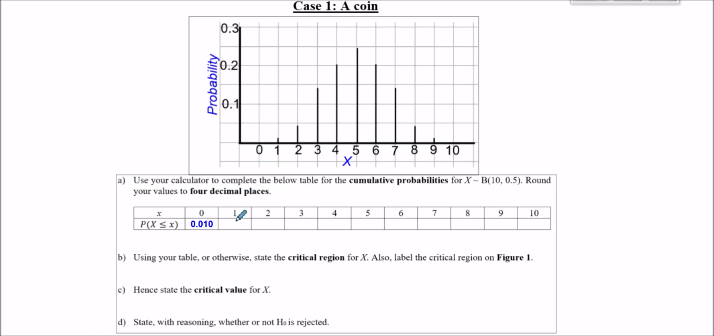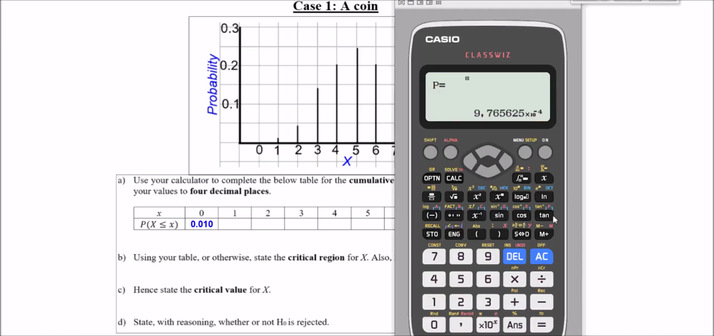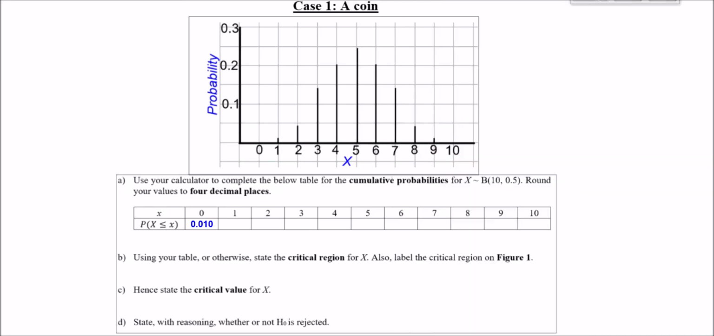In a similar way, let's work out the cumulative probability that the number of heads is up to and including 1. In other words, that the number of heads rolled is either 0 or 1. So if we just press AC and go back and type in 1 instead of 0, press equals, we then get 0.0107. And so that gives us our next probability here.